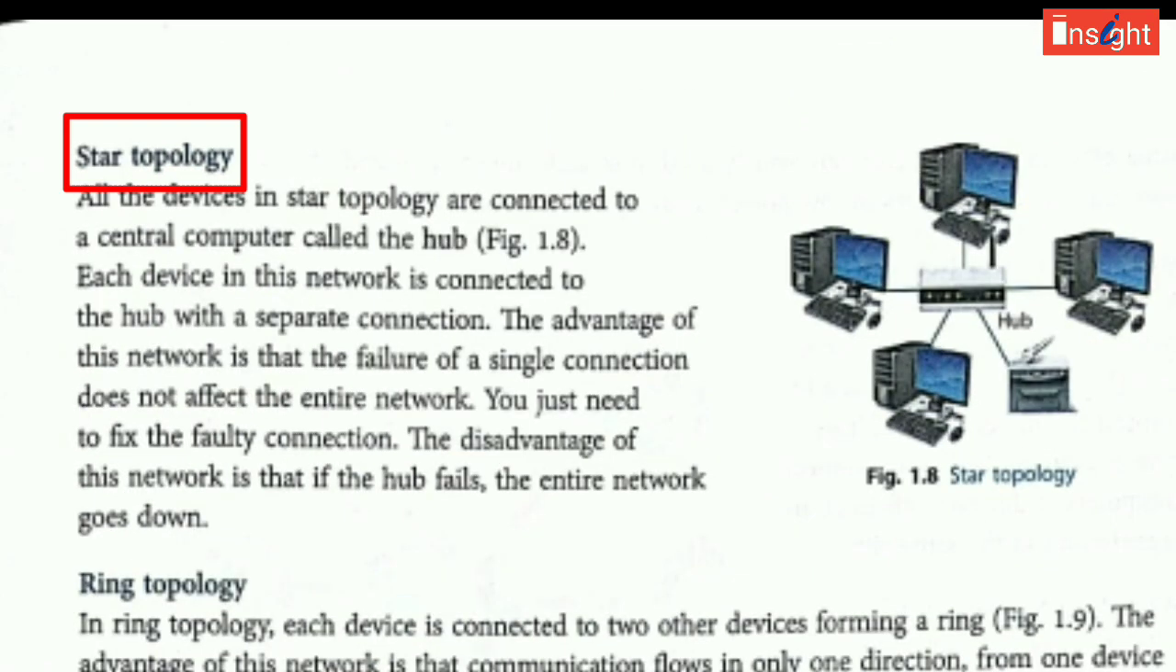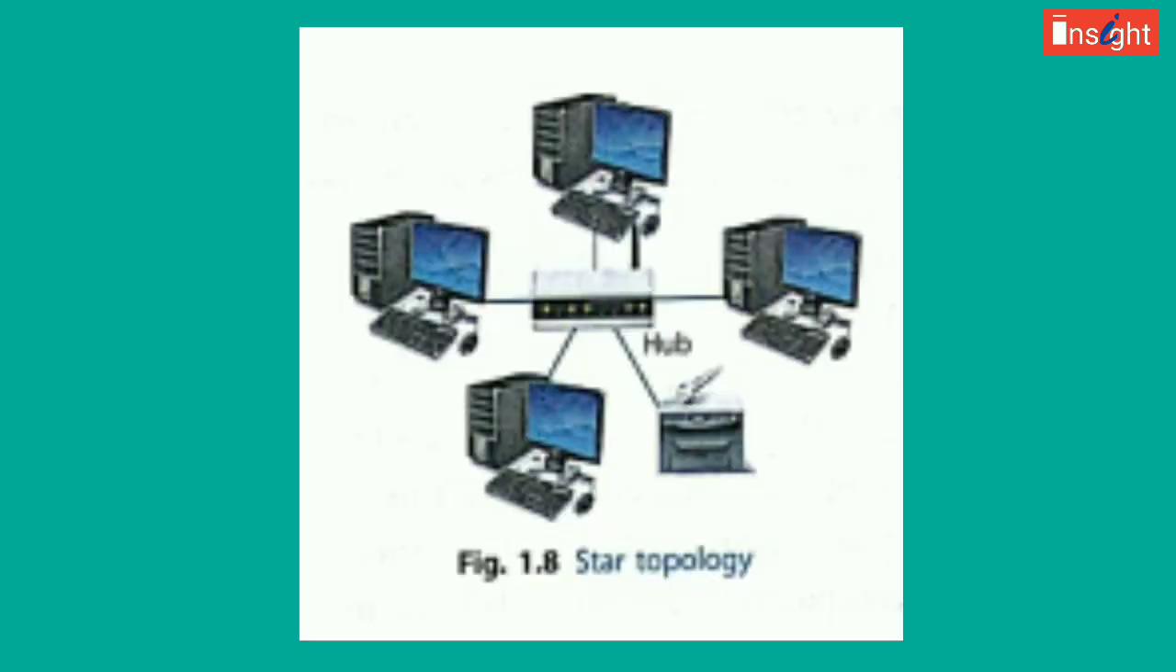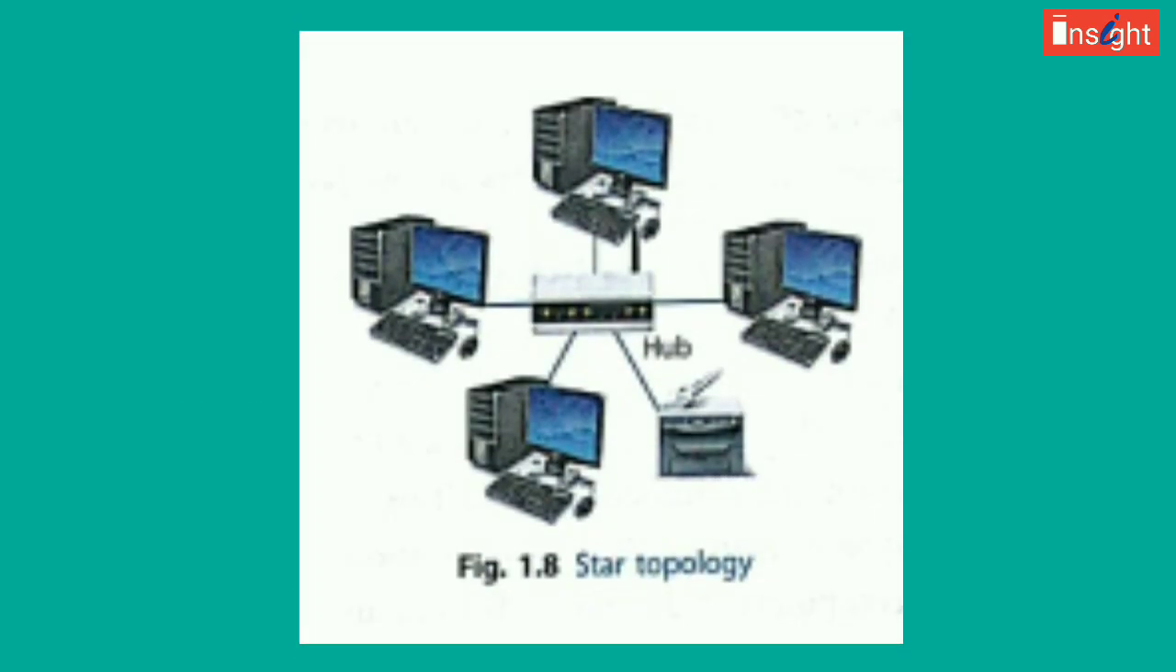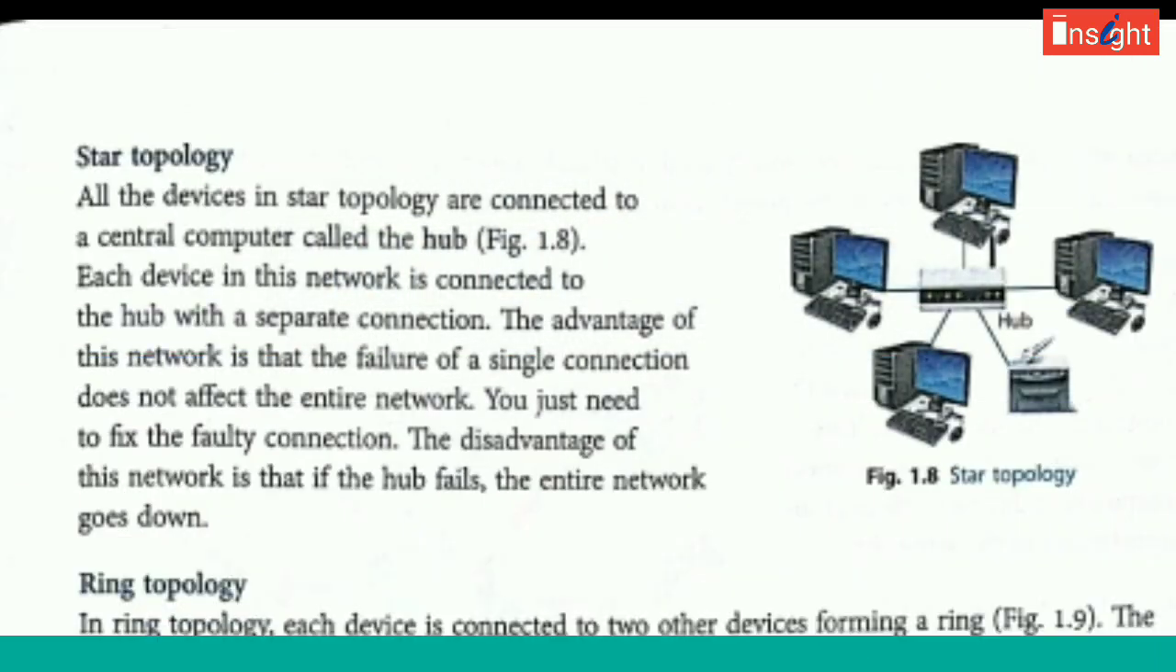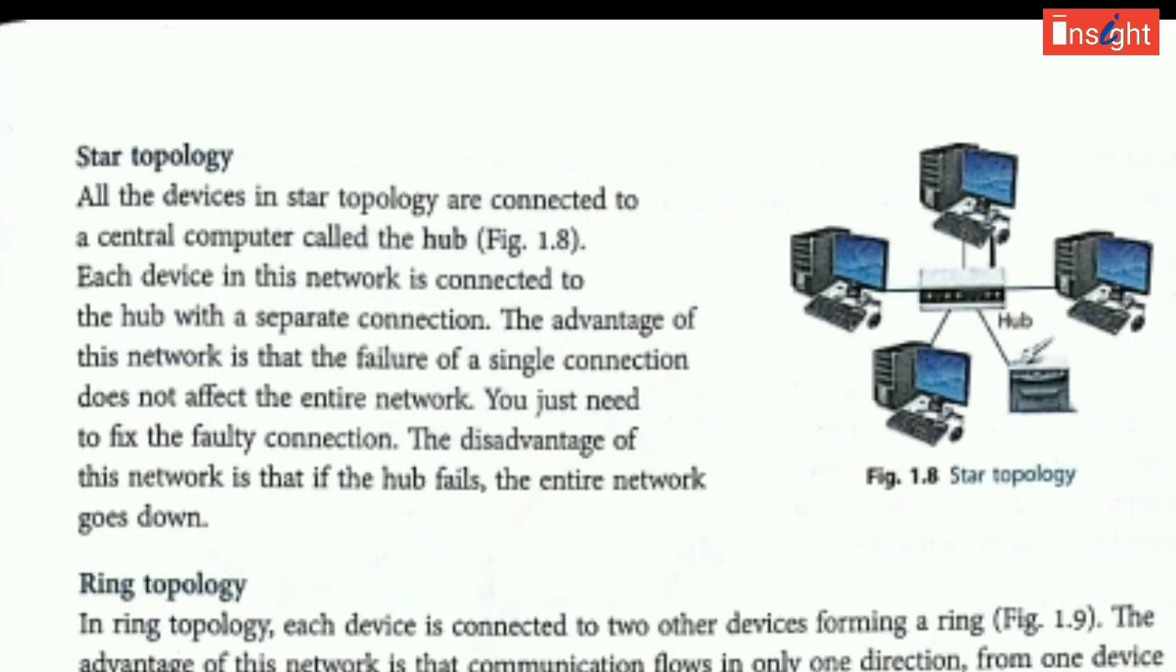Now let us see star topology. As you can see in this figure, the devices are connected in such a fashion that it looks like a star. You can see a central computer that is called a hub. All the devices are connected to the hub. Each device in this network is connected to the hub with a separate connection. Now what is the advantage and disadvantage of this topology?